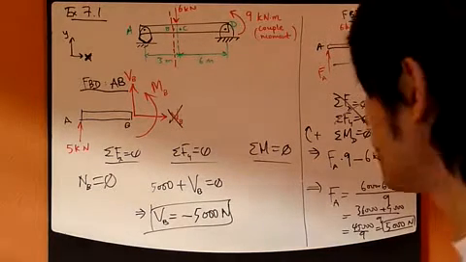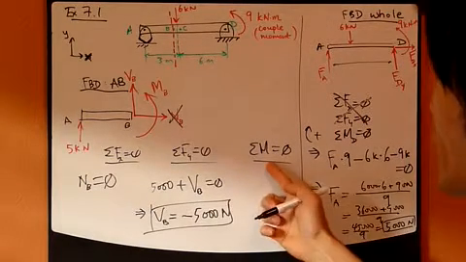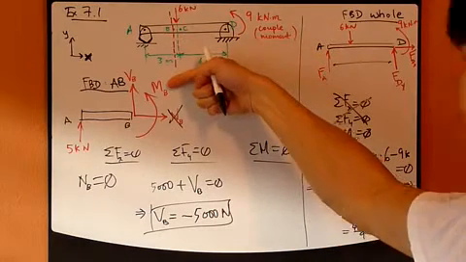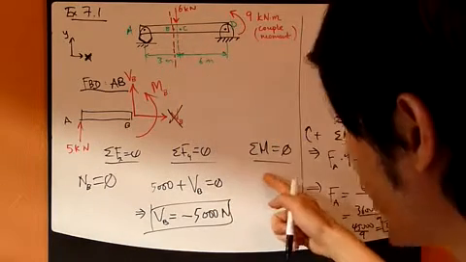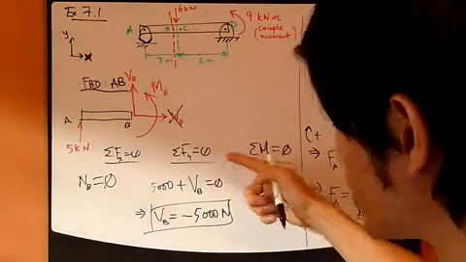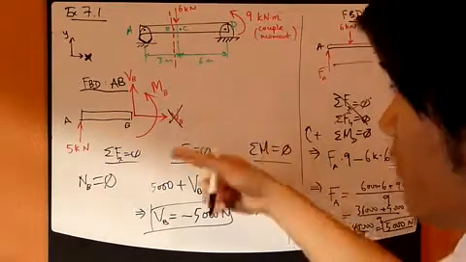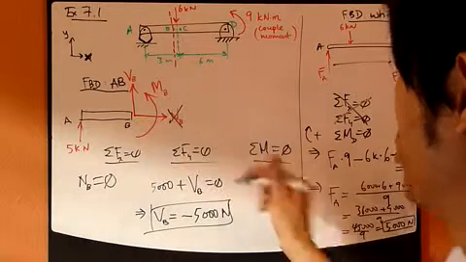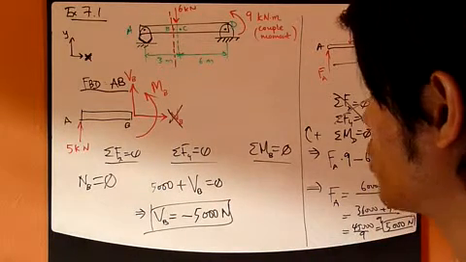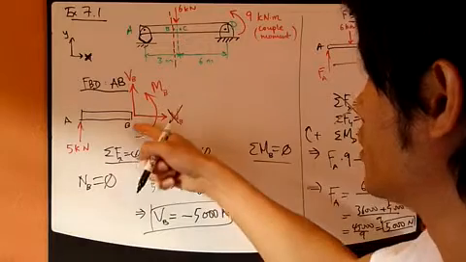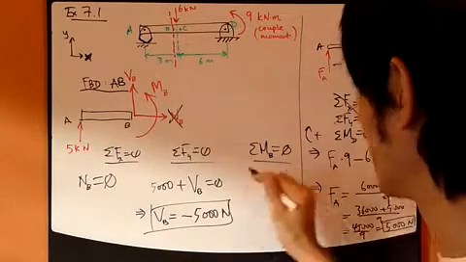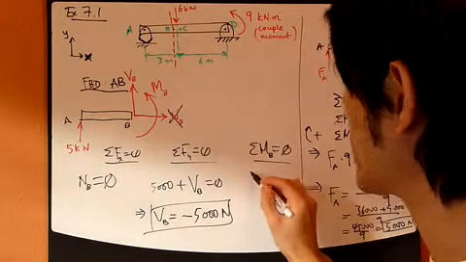Okay, let's continue. The last equation, sum of moments, will be used to calculate this bending moment MB. Sum of moments about what point? You can choose any point, but a convenient point, maybe point B. Doing that, this VB would disappear in this equation, so you only have to consider this 5,000 Newton force and MB, obviously.